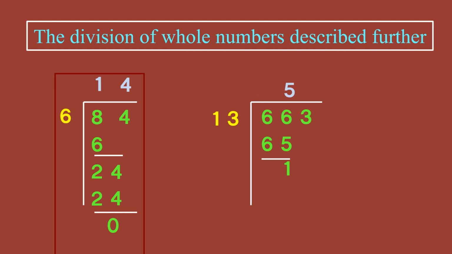So next we have to take the next digit near the remaining number. The remaining amount is 1. The next digit is 3. We have to take 3 near 1 and then it becomes 13. So how many 13s are there in 13? That is 1. Therefore, 1 into 13 is 13. Nothing remains. So I can say 663 divided by 13 is equal to 51.